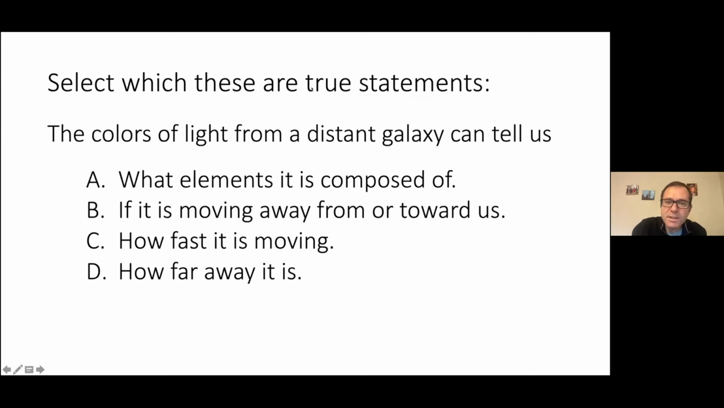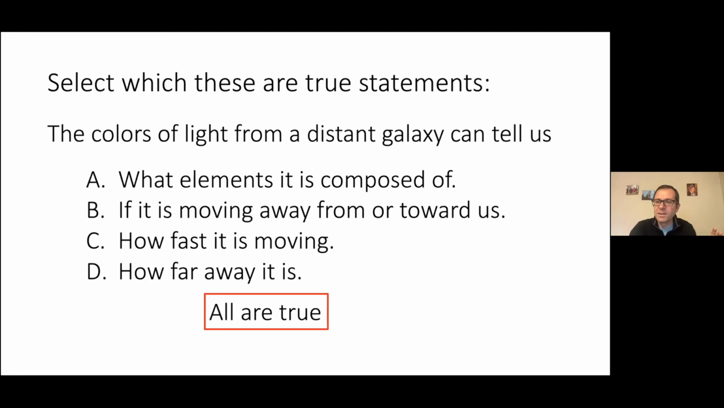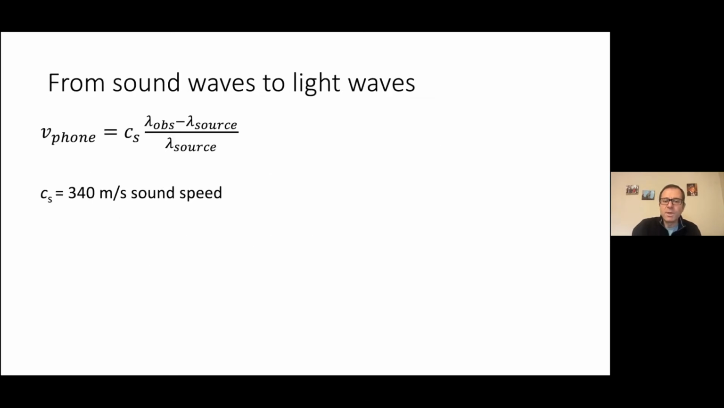Okay, here it's all of the above is true. In fact, by studying the light from a galaxy, we can learn much information about the galaxy: the composition, the velocity with which the galaxy is moving towards or away from us, and we can actually learn something about the distance to this galaxy. So let's see how these things happen.